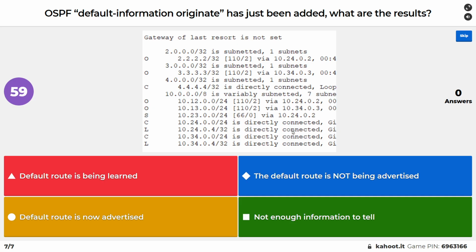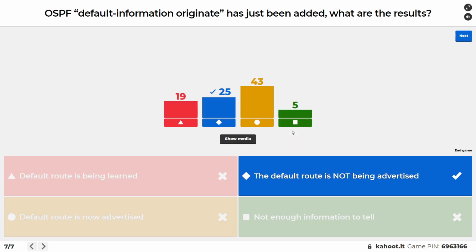OSPF default information originate has just been added to this router. What's going to happen? Oh no! OSPF default information originate has just been added. What are the results? The default route is not being advertised. What? That's like, what do they call that thing? They call that bait and switch, where they say one thing and then another thing happens. How is that possible? Let's talk about that for a minute.